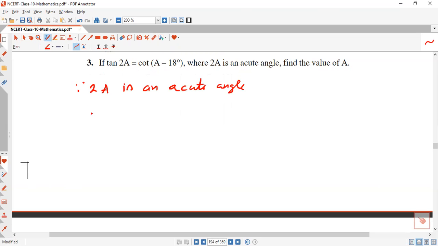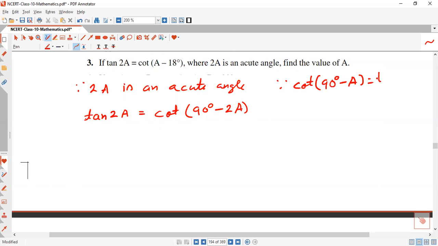we know that tan 2A can be written as cot 90 degrees minus 2A, since cot of 90 degrees minus A equals tan A. So tan 2A is written as cot 90 degrees minus 2A. So the question becomes cot 90 degrees minus 2A equals cot A minus 18 degrees.